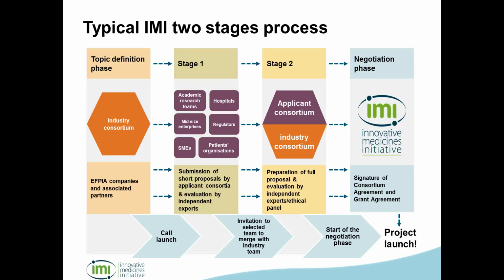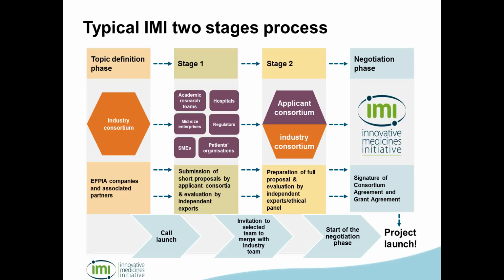And that is stage one. So the call for proposals under stage one is a stage where the industry consortium kind of sits to one side, and the publicly funded consortium begins to form. And this is where you, as applicants, have to identify the key expertises you need to address the call and to form a consortium to write your short proposal, which you will submit for evaluation.